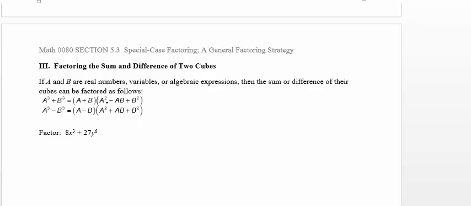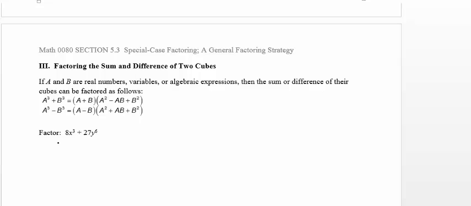So when I write this trinomial, it is actually prime. Unless there's a GCF that can be factored out, there's no other factoring I can do with this. So you don't want to confuse this with a perfect square trinomial. There's no factor of 2 with the middle term. And a cubed minus b cubed is a minus b times the trinomial a squared plus ab plus b squared.